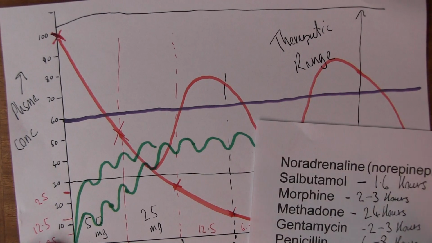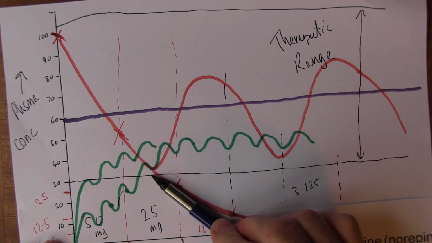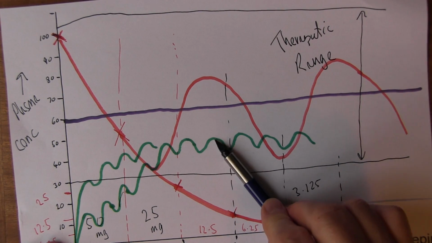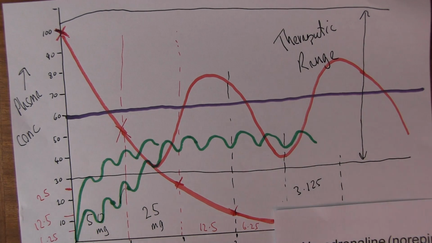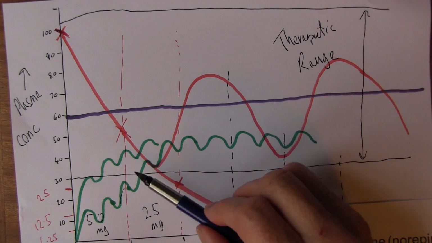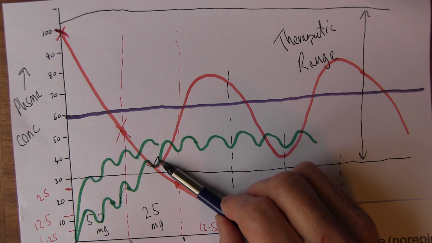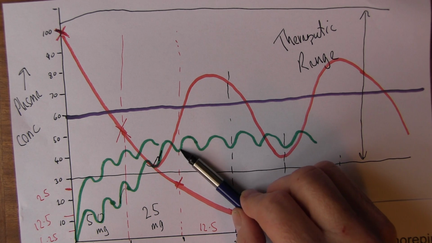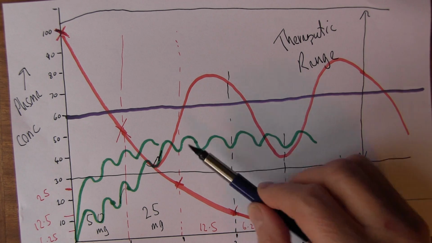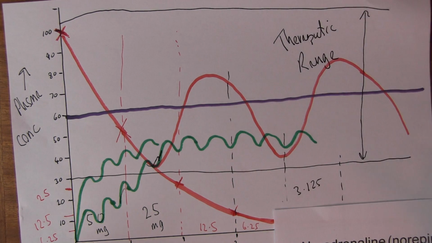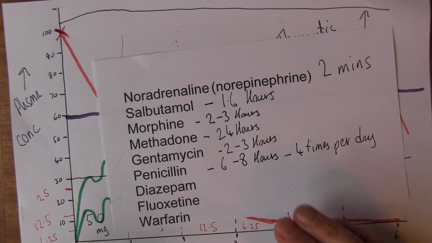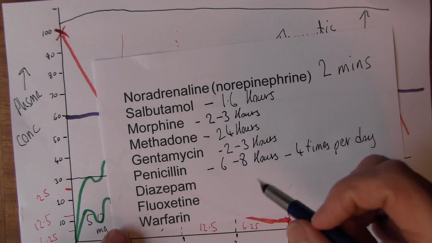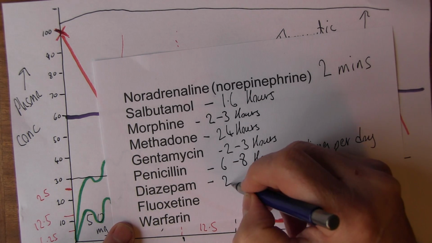So we can keep it nicely up here on this green line in the therapeutic range by giving repeated doses. So give a dose there, concentration will start to drop because it will be eliminated, so we give some more to keep it topped up, to keep it within this nice therapeutic range. Diazepam is quite a long-acting benzodiazepine, it's about 24 hours.